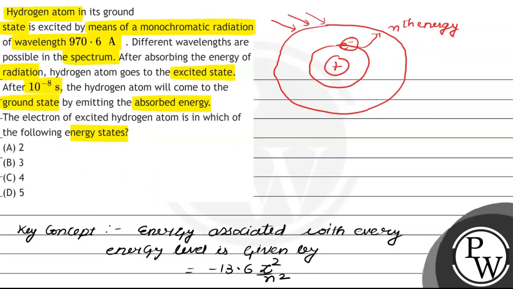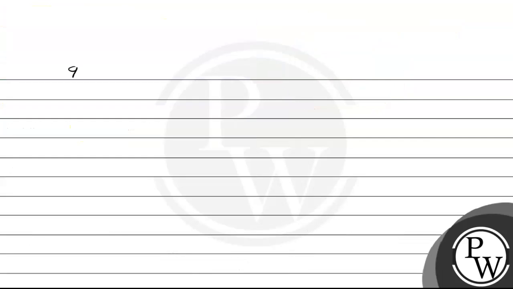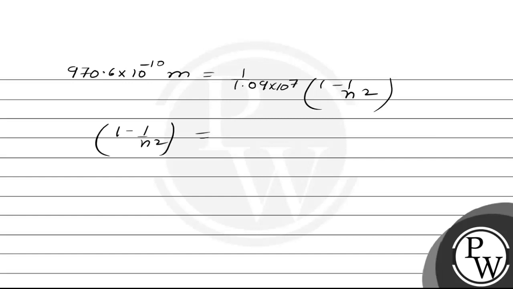From here we can substitute lambda. This is 970.6 into 10 raised to the power minus 10 meter, that is 970.6 angstrom. This equals 1 upon 1.09 into 10 raised to the power 7 into 1 minus 1 upon n square. From here we can write 1 minus 1 upon n square is equal to 1.09 into 10 raised to the power 7 into 970.6 into 10 raised to the power minus 10 meter.